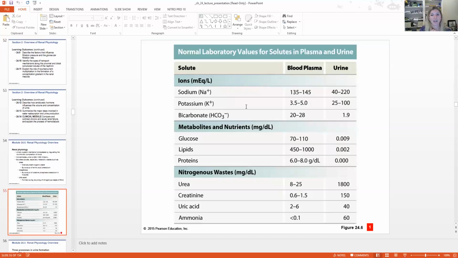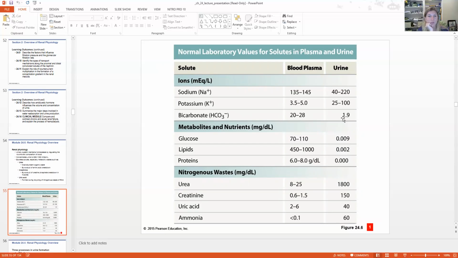This is a look at the normal values of solutes in our urine and blood plasma. So notice our urine is how we get rid of most of our extra potassium, as well as sodium. Our bicarbonate is mostly conserved, unless for some reason we're a little on the alkaline side, which isn't very common. We're usually a little more acidic. So our urine doesn't typically have a whole lot of bicarbonate in it.